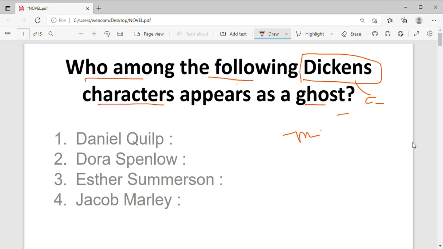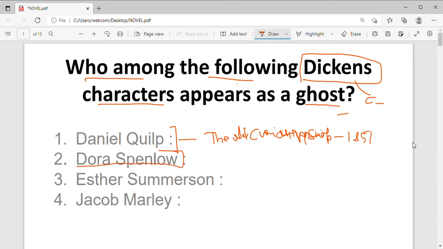So here we have the question: which of the following characters appears as a ghost? Here we have different characters from different novels. The very first is Daniel Quilp. Daniel Quilp appears as an antagonist in the novel The Old Curiosity Shop, which was published in 1851.